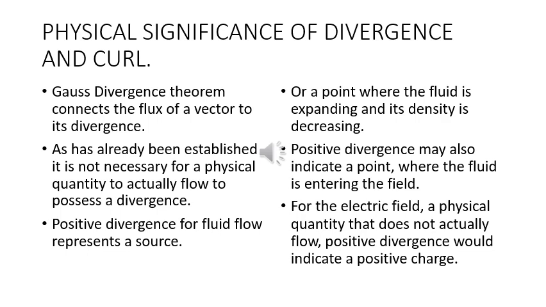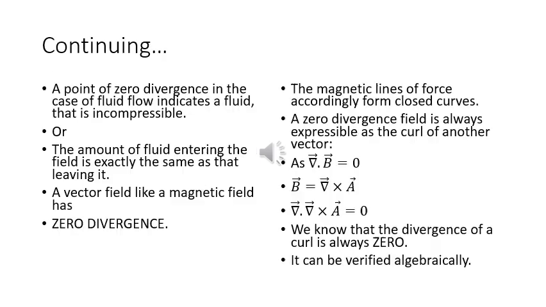We now come to the most important part of this lecture, and that is the physical significance of divergence and curl. The Gauss divergence theorem connects the flux of a vector to its divergence. As has already been established, it is not necessary for a physical quantity to actually flow to possess a divergence. Positive divergence for fluid flow represents a source or a point where the fluid is expanding and its density is decreasing. Positive divergence may also indicate a point where the fluid is entering the field. For the electric field, a physical quantity that does not actually flow, positive divergence would indicate a positive charge.